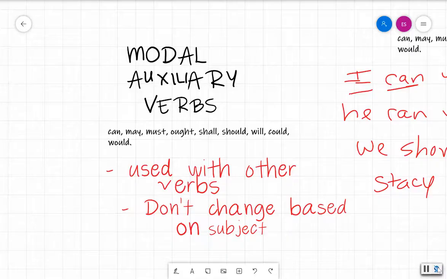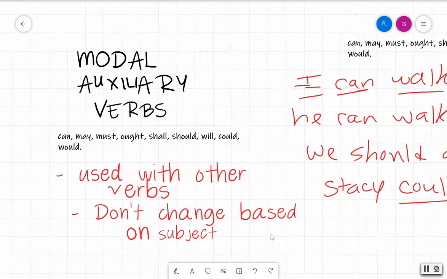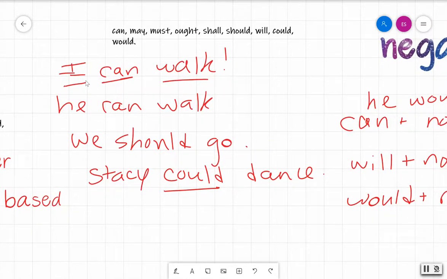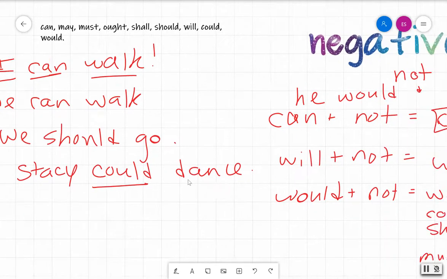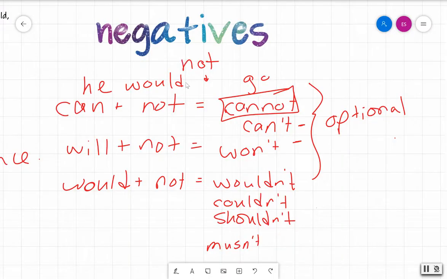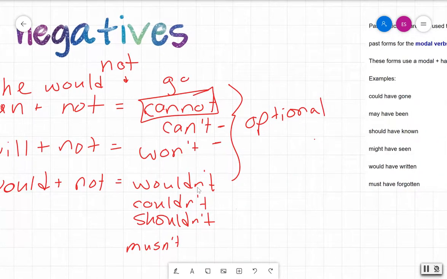Just a quick review, first of all, modal auxiliary verbs are words such as can, may, must, ought, shall, should, will, could, and would, and they're used with other verbs and they don't change based on the subject. Some examples: I can walk, or he can walk, you should go, Stacy could dance. And then we talked about the negatives, how you would put a negative word in between the modal and the verb. For example, he would not go, and how can and not form cannot. And then how you can make contractions with several of these, like can't, won't, wouldn't, couldn't, shouldn't.